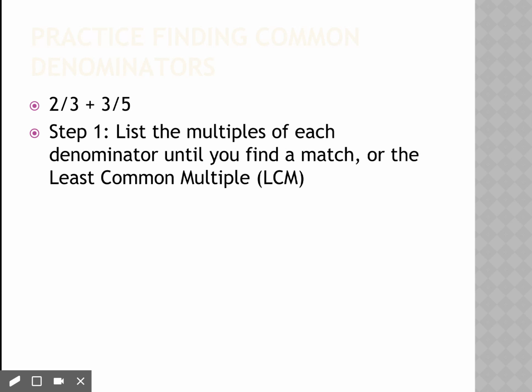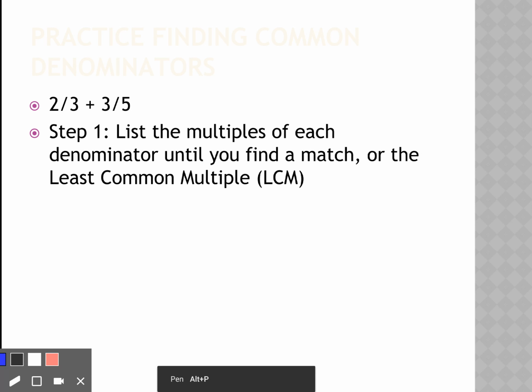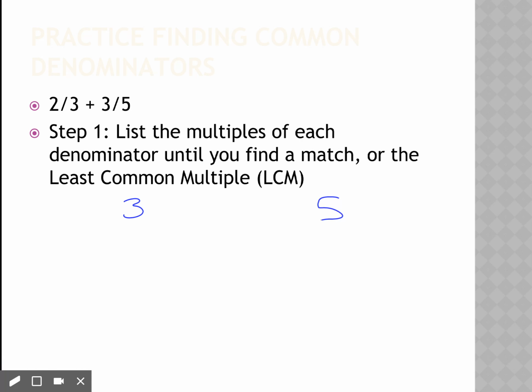So here's some practice finding common denominators. In this example, we are doing 2/3 plus 3/5. In step 1, you are to list the multiples of each denominator until you find a match, or the least common multiple. So we have 3 and 5.